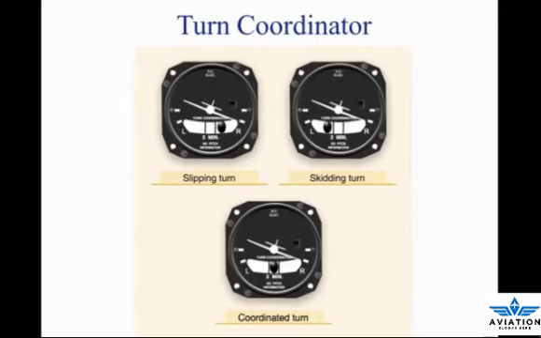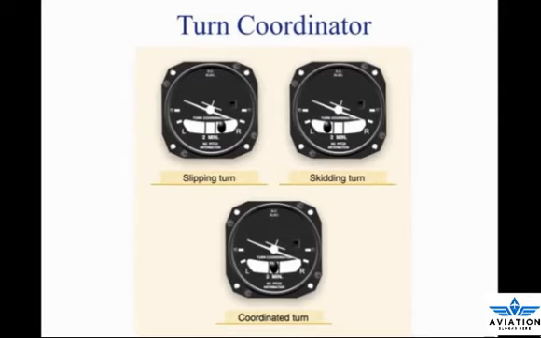As shown above, in a slip, the rate of turn is too slow for the angle of bank, and the ball moves to the inside of the turn. In a skid, the rate of turn is too great for the angle of bank, and the ball moves to the outside of the turn.